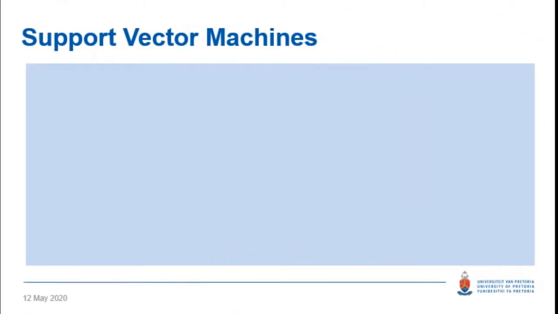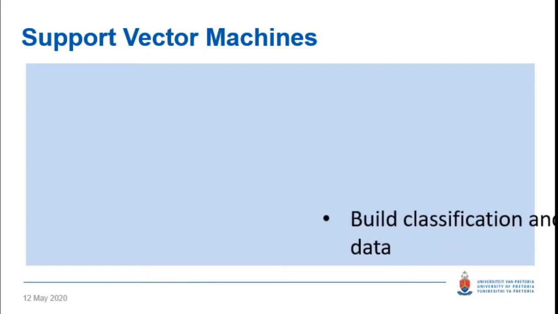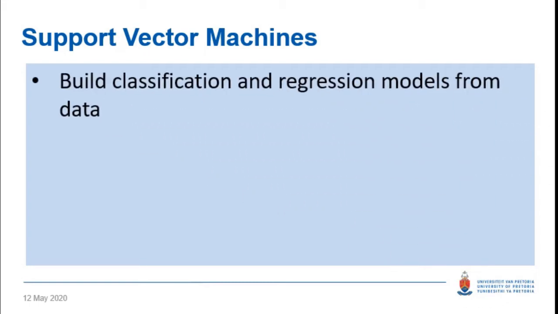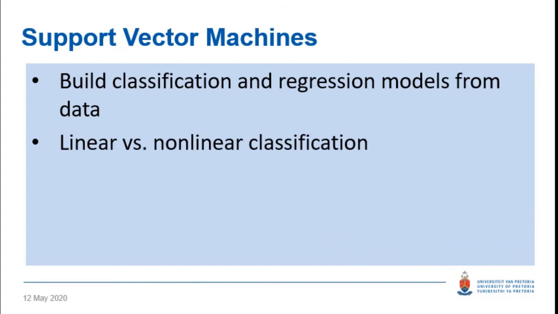Support vector machine. The whole idea behind a support vector machine is that what it produces will either be a model or a classifier. So it's used to build classification and regression models, and this model is built from the data. The one very interesting thing about support vector machines is that they can produce both linear and nonlinear classifiers. When we speak about nonlinear classification, we basically mean that you can have a set of attributes that's mapped onto more than one class.